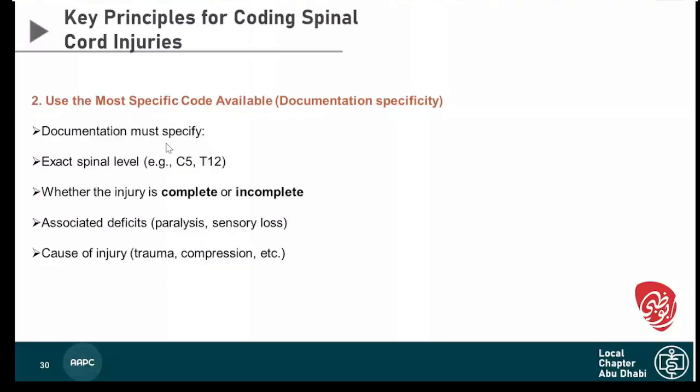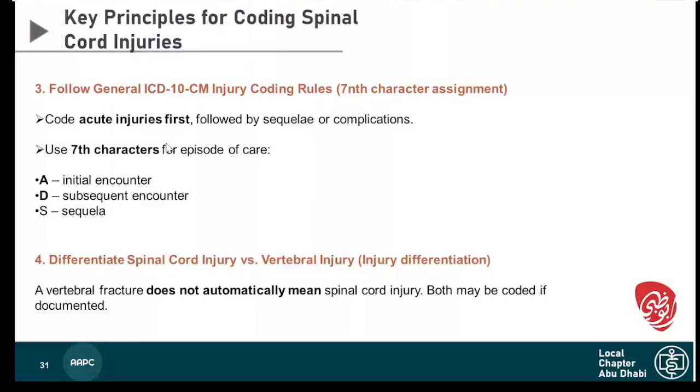Then the second, use the most specific code available. The documentation must specify the exact spinal level, which level the injury happened. That level must be there in the inpatient document. Whether the injury is complete or incomplete, associated deficits should be documented. The cause of injury also should be documented.